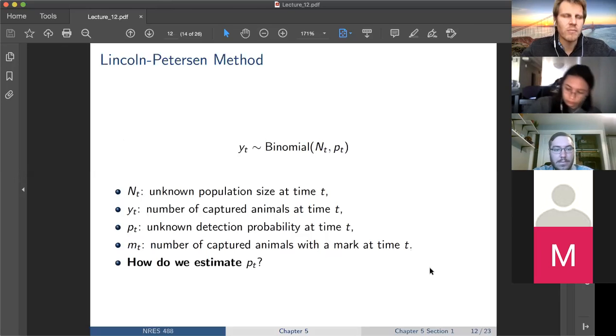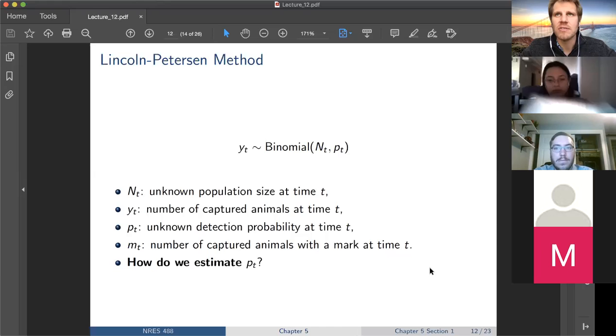So a question then, we have two samples of snails. The first one's just a count of how many snails we captured. The second one includes a total count, but it also includes this M of t, which is the number that were marked from the previous one. And we're going to use this information to estimate our detection probability P of t.